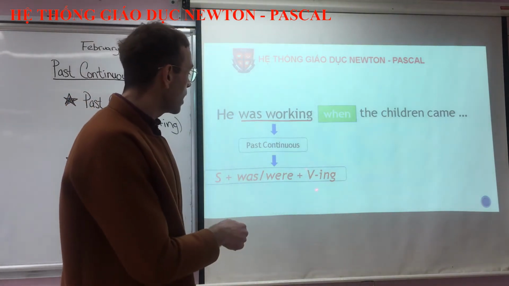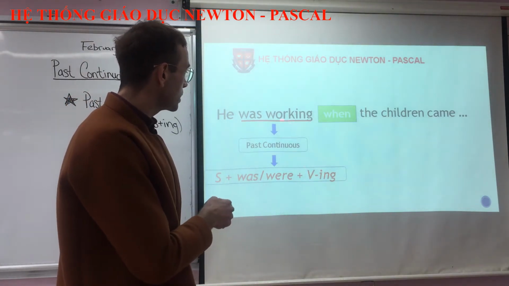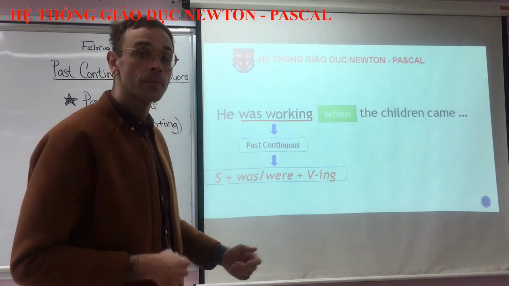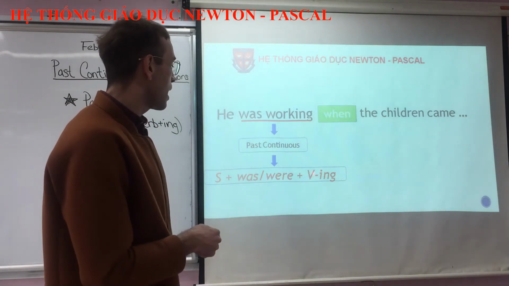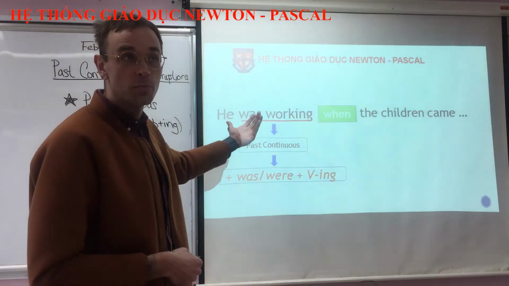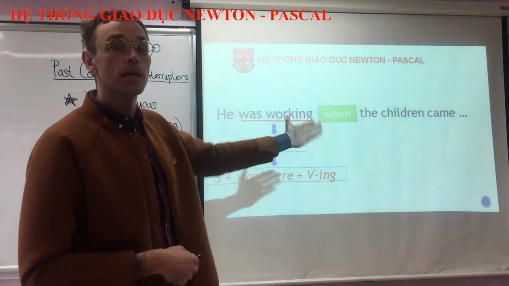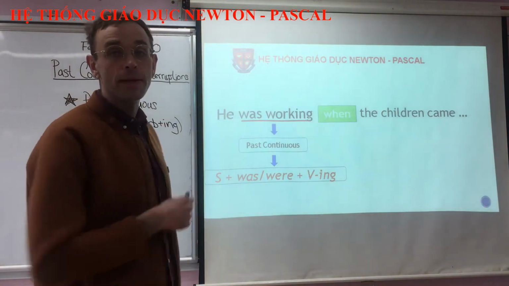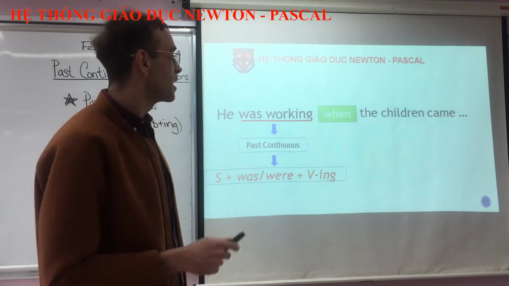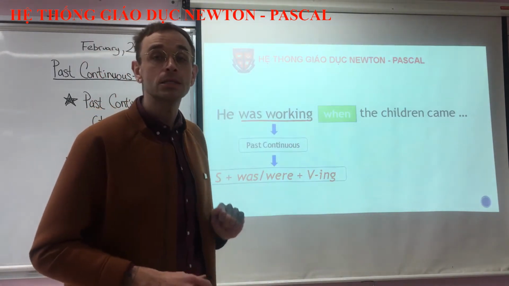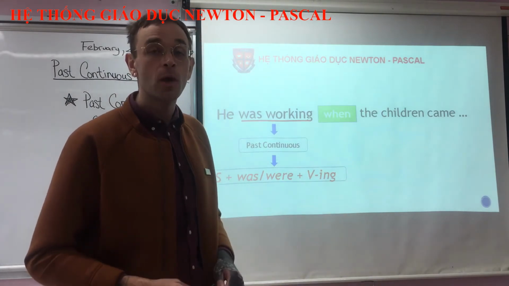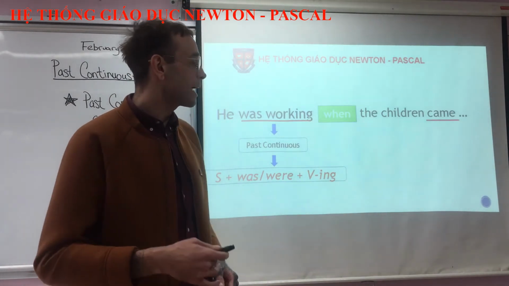Okay? So we have our past tense to be verb. Then we need to have our original verb, which is work. Work is the infinitive form of this verb. And then to that we add ing. Okay? So we have our past tense to be verb plus our verb plus ing in order to make past continuous. All right so far? Okay, good. Now let's look at the second part of our sentence. The children came into the room. What is the verb here? Well, the verb is came.